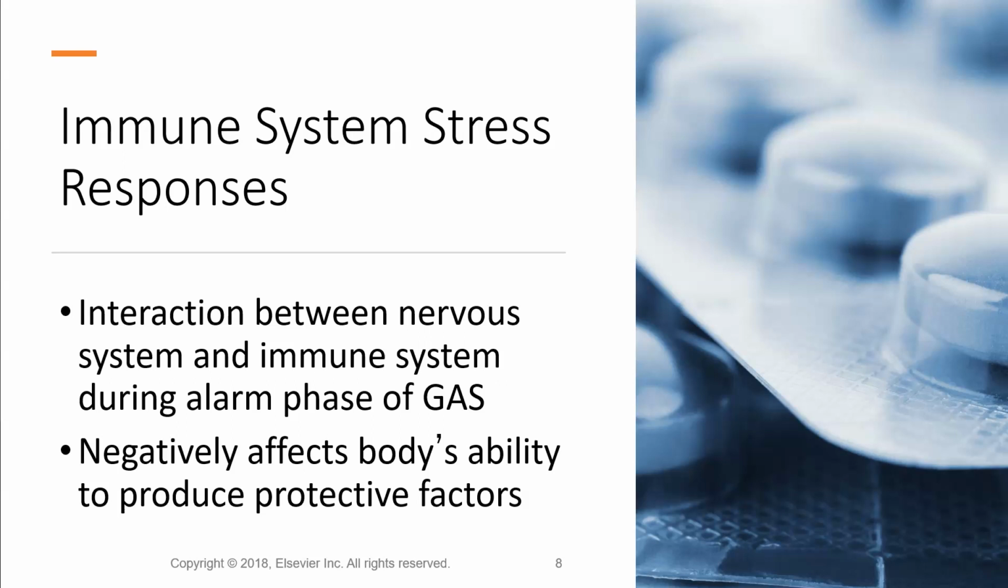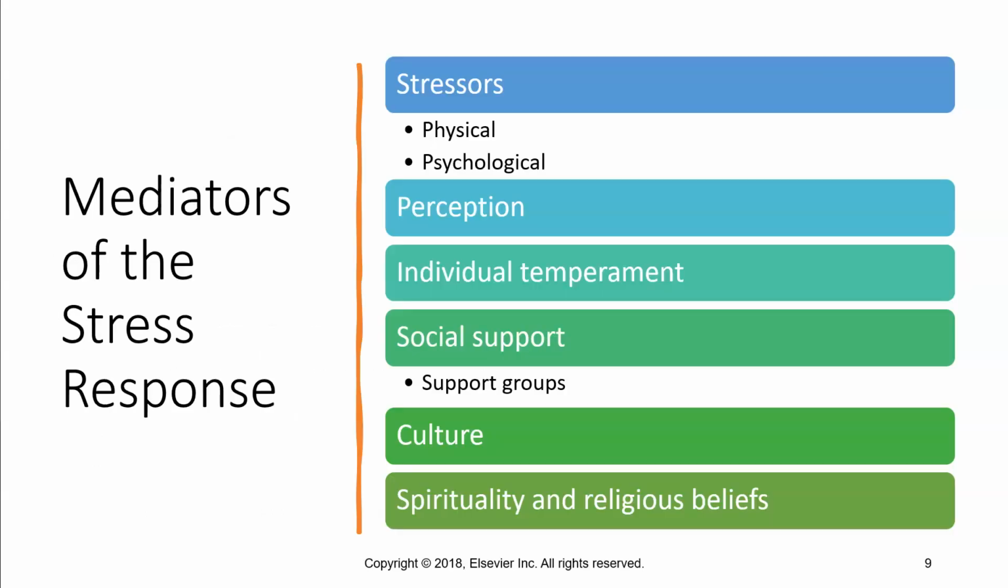And there are so many complex ways that stress influences the immune system, so we can't necessarily pinpoint just one. At least in this class, we're not going there. So, mediators of the stress response. What are things that cause or help with stress?